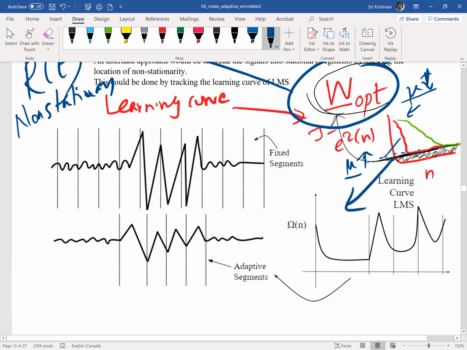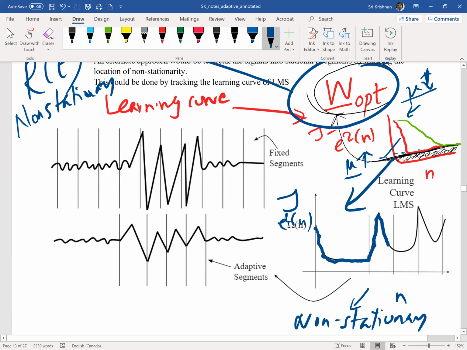So this is an example of the same learning curve. The y-axis is J again, or the E square N plot, and the x-axis is N. Same thing I showed you. Here, this is for a non-stationary signal, which is typical with all longer term biomedical signals. Let's assume we selected a good mu. Yes, it has converged. Then suddenly again, it starts to diverge. Your error starts to pick up and starts to converge again.